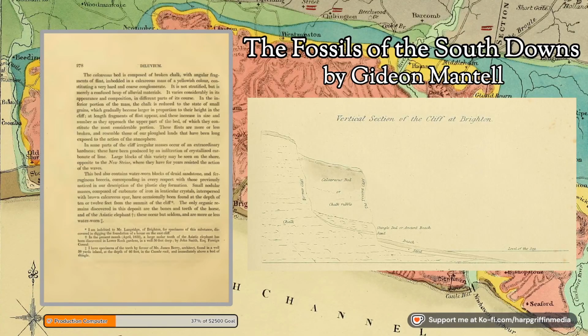In the inferior portion of the mass, the chalk is reduced to the state of small grains, which gradually become larger in proportion to their height in the cliff. At length fragments of flint appear, and these increase in size and number as they approach the upper part of the bed, of which they constitute the most considerable portion. These flints are more or less broken, and resemble those of our ploughed lands that have been long exposed to the action of the atmosphere.